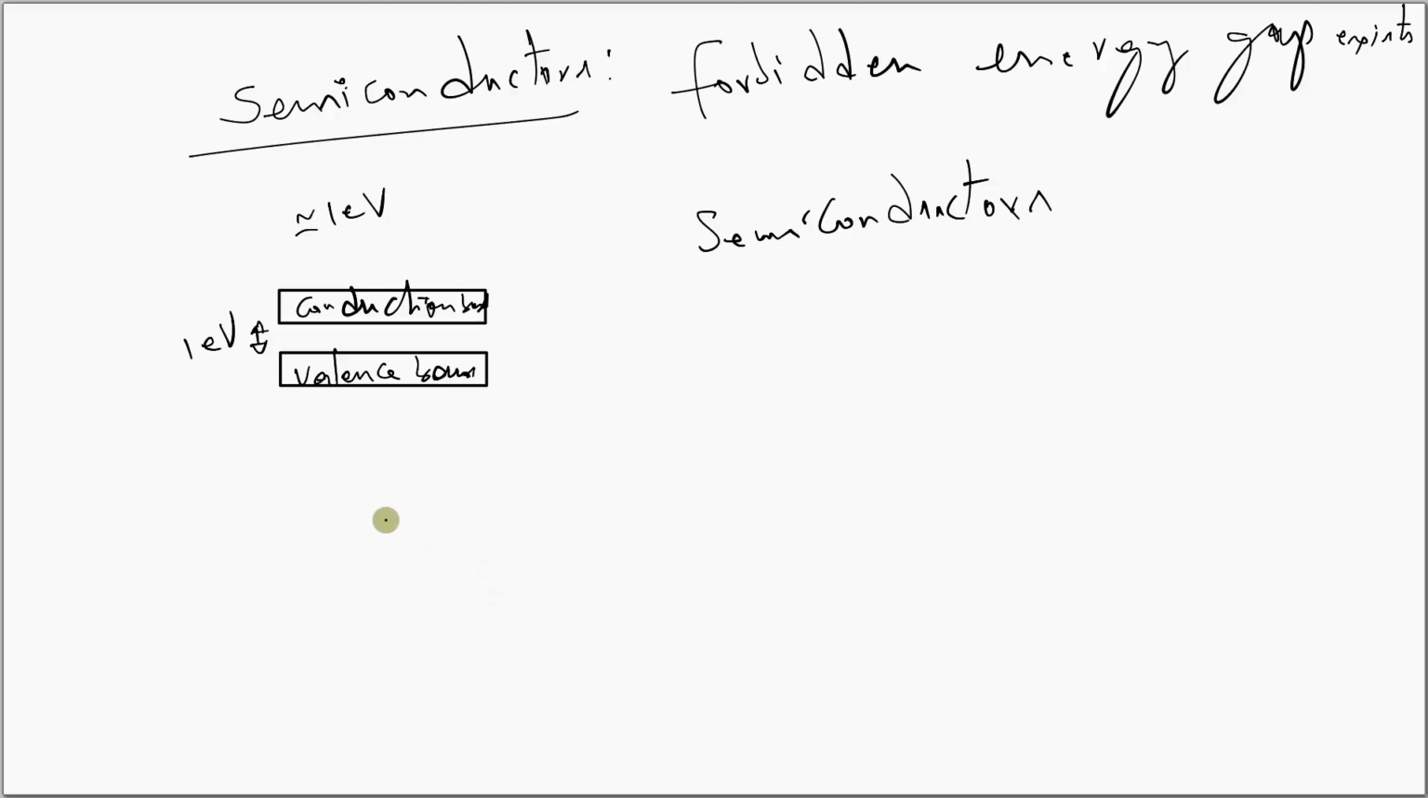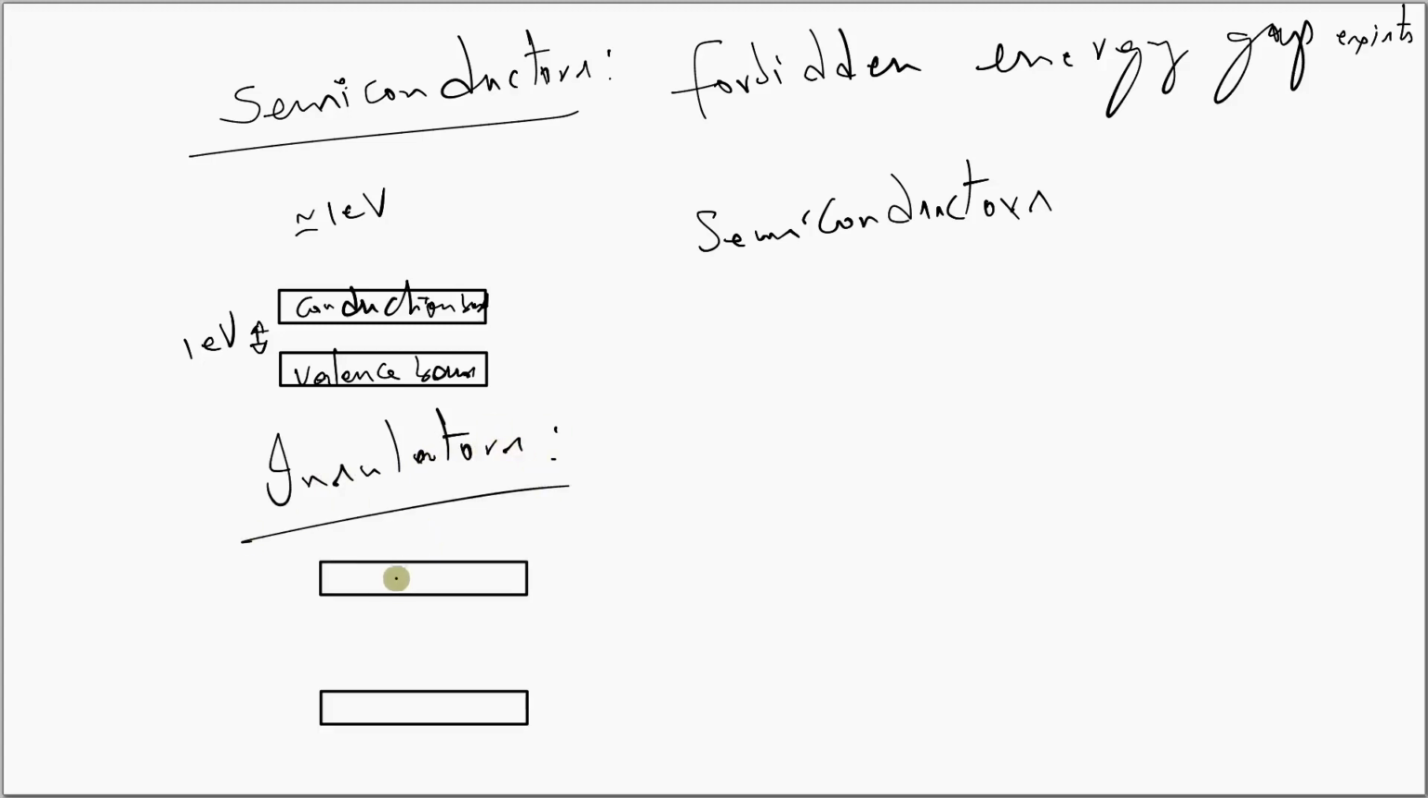The next category is insulators. In the case of insulators, we will have again the conduction band and the valence band, but the energy gap is quite large. It is about 5.4 electron volts in the case of carbon. In other insulators, it can go up to 10 electron volts. One can classify the materials using the band theory into insulators, semiconductors, and metals.